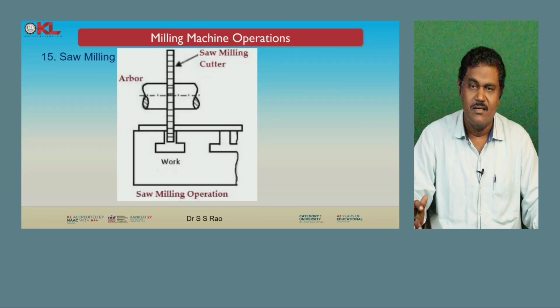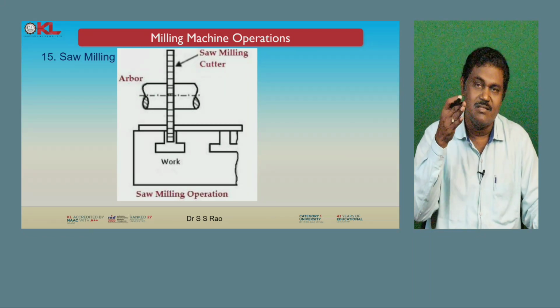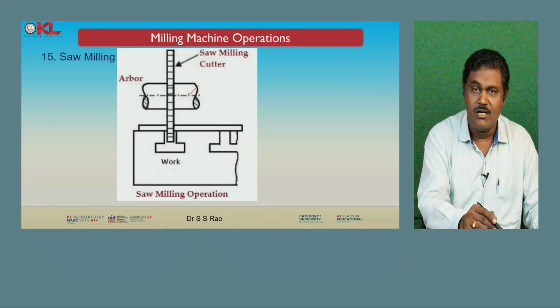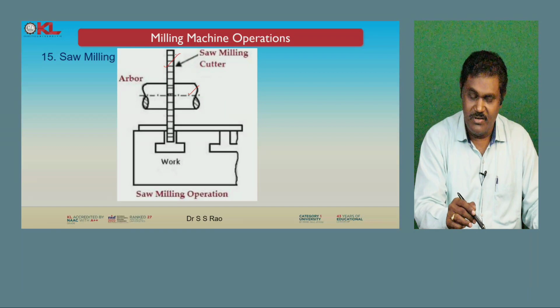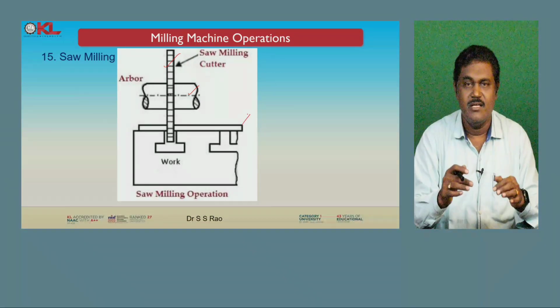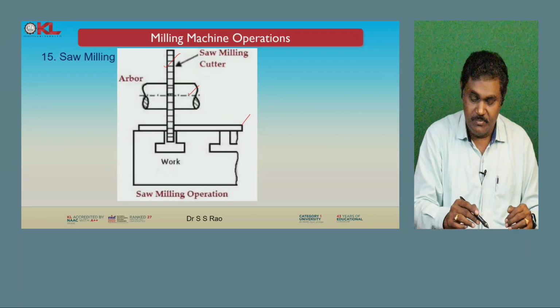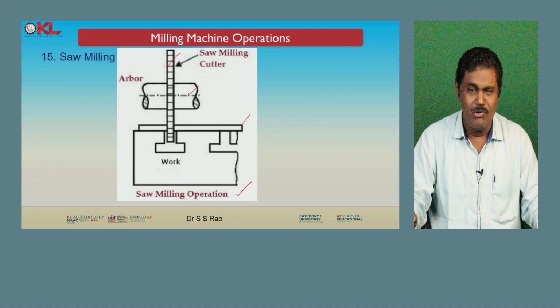Next, saw milling. It's like a sawmill, how the blade will cut. You use the arbor, and on the arbor you fix the saw milling cutter. Whenever you want to separate any piece, you use this saw milling, and you can perform the saw milling operation.